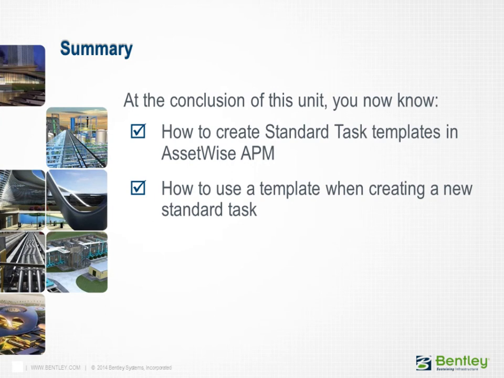In summary, in this unit you have learned how to create a standard task template in AssetWise APM. You have seen that although the task template is created at a site, the template is owned by the enterprise and is available for use at all sites. You now know that asset types are used for the task template rather than individual assets. You have learned how indicator templates are referenced on a standard task template. You have learned that a task template can be created as a copy of an existing template. And finally, you have learned how to create a new standard task from a task template.